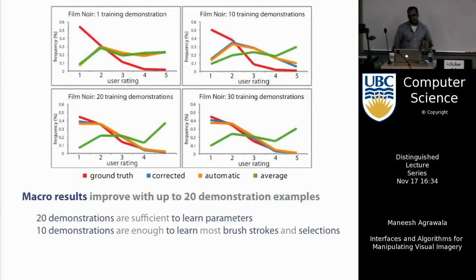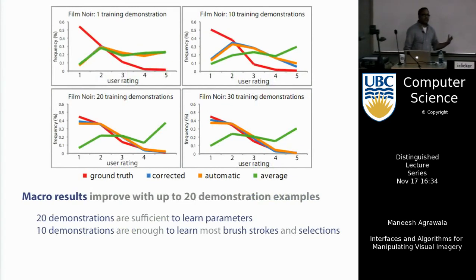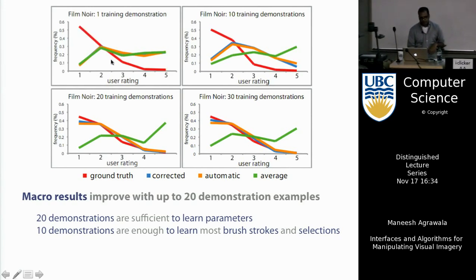And then the other thing that we did was test how many demonstrations it required in order to produce these results. So here, with one demonstration, we see that this ground truth line, most of the ratings are fairly close to 1, whereas our technique, as well as average, all have consistently bad ratings. But as we increase the number of training examples, we see that by about 20 training examples, our results are much closer to the ground truth in terms of the user ratings.